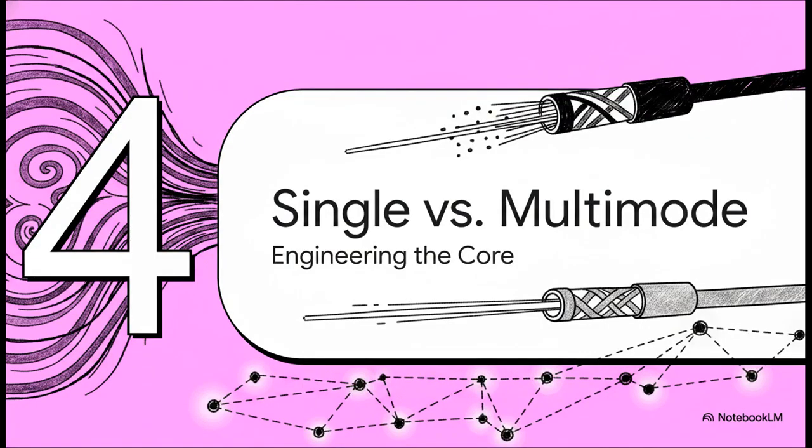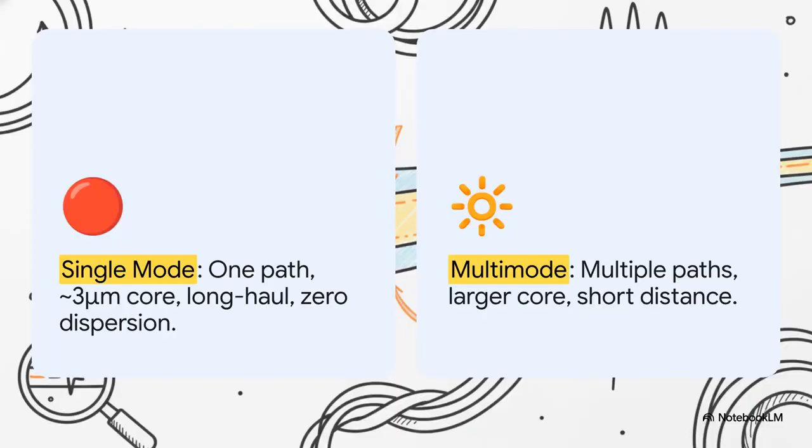All right, with the physics established, let's step into Section 4, Single versus Multimode. We are moving from pure theory right into the actual engineering of the core. Engineers basically design two distinct flavors of fiber cables, single mode and multi-mode. Single mode has an incredibly tiny core. We are talking about a radius of around 3 micrometers. It only allows one single path of light to travel.